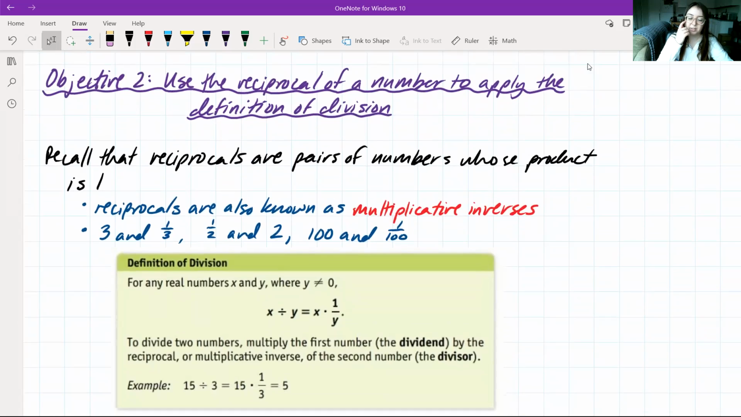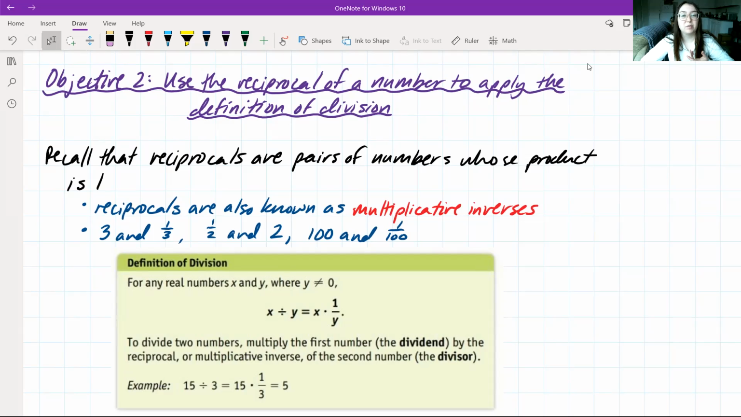So moving on to objective 2. We want to use a reciprocal of a number to apply the definition of division. Recall that reciprocals are pairs of numbers whose product is 1. So reciprocals are also known as multiplicative inverses. So if we have a whole number 3, its reciprocal is 1/3. The reciprocal of 1/2 is 2, and of 100 is 1 divided by 100.